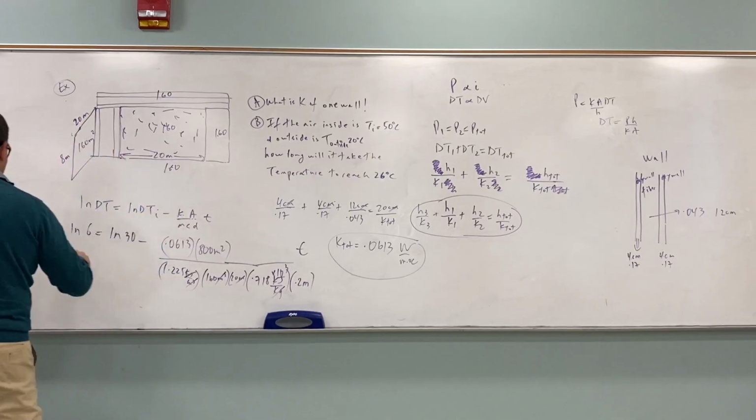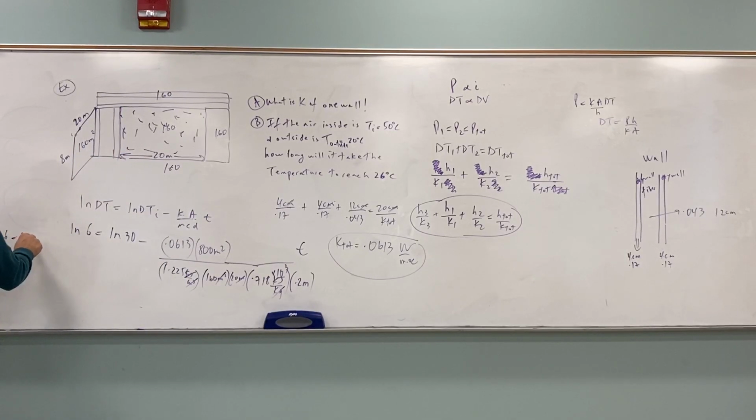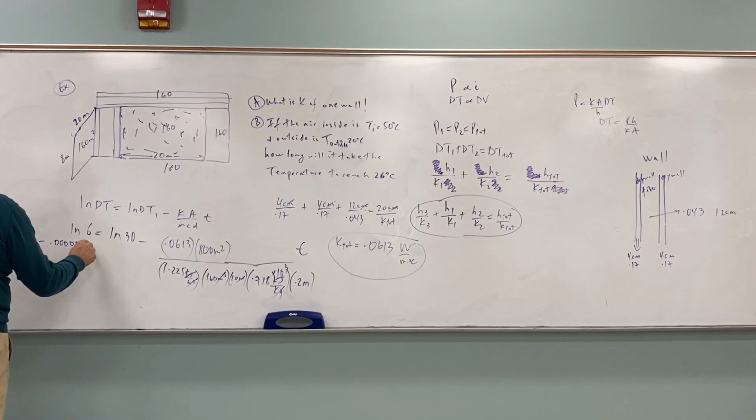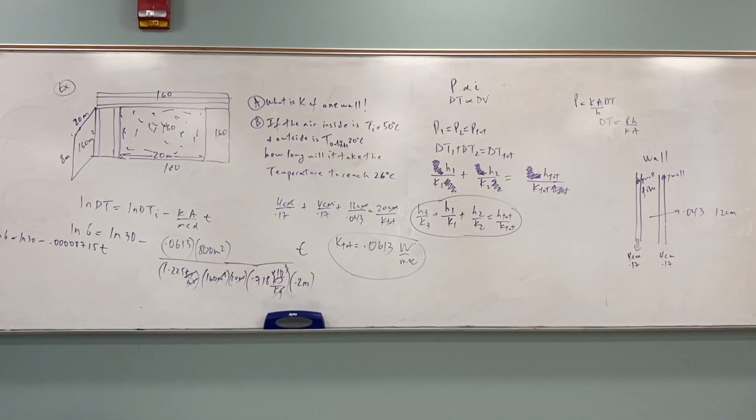So it's going to be ln of 6 is ln of 30, because of this 10 to the third. Now I can solve for T by just doing the ln of 5, 30 over 6. So 5 ln divided by. I'm getting a pretty big number.